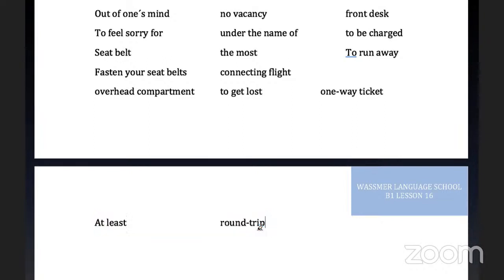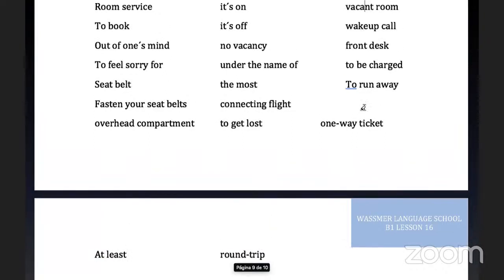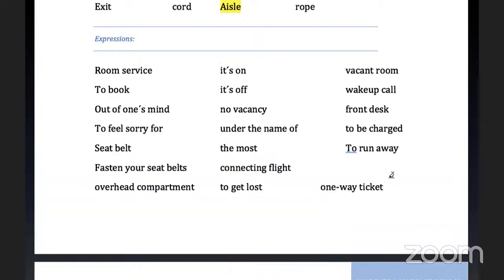Questions about the expressions that we have seen so far. What is out of one's mind? Out of one's mind is to be crazy. For example, he's out of his mind. He cannot control himself. It's to be crazy, so you're out of your mind.